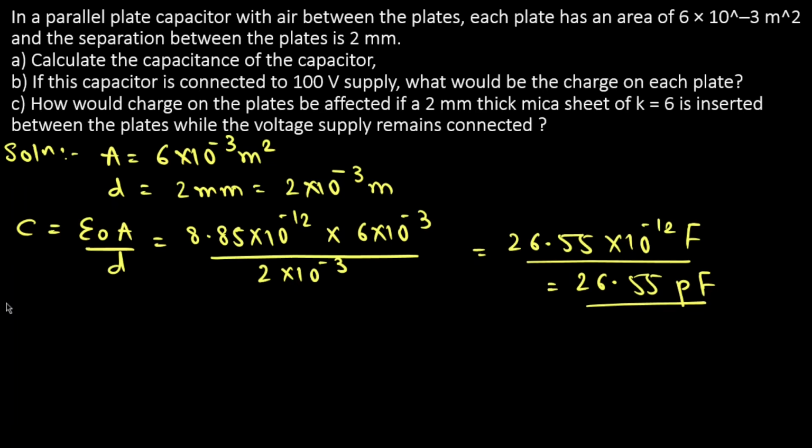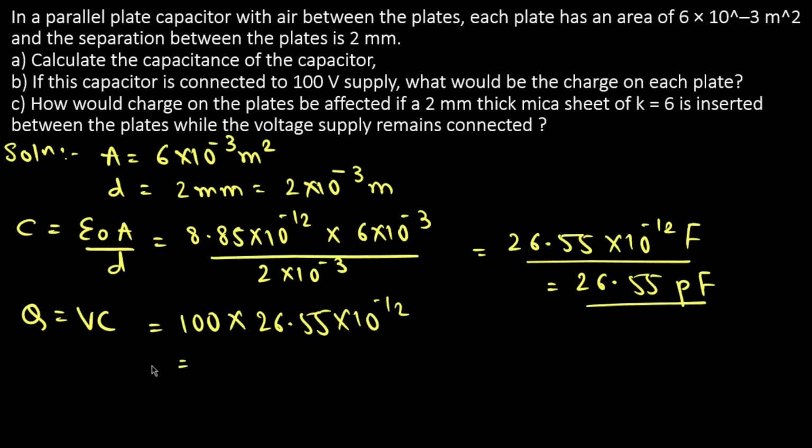Now secondly, they have asked us that if the capacitor is connected to a 100-volt supply, what will be the charge on each plate. So we know the formula for charge is given by Q equal to CV, where V is the potential difference applied. So V is given to us as 100 volt into the capacitance that we got, 26.55 into 10 raised to minus 12. So we get the charge to be 2.655 into 10 raised to minus 9 coulomb.